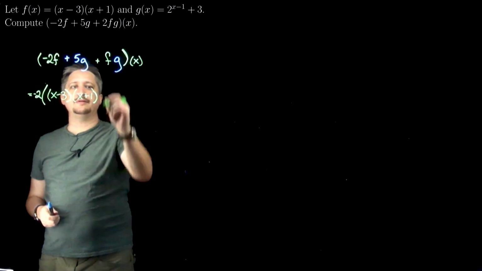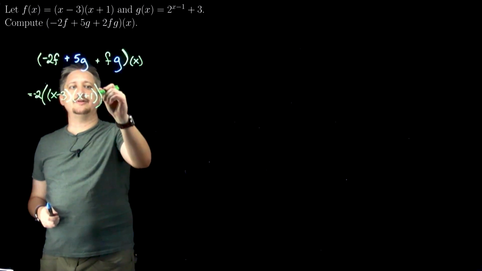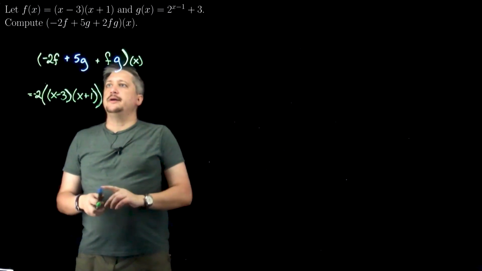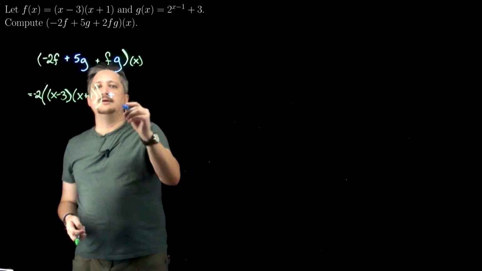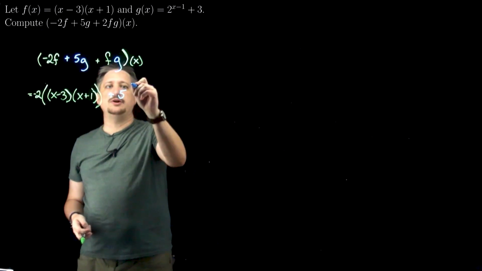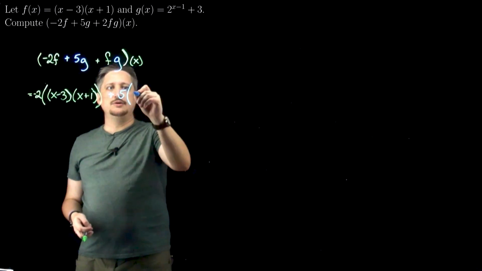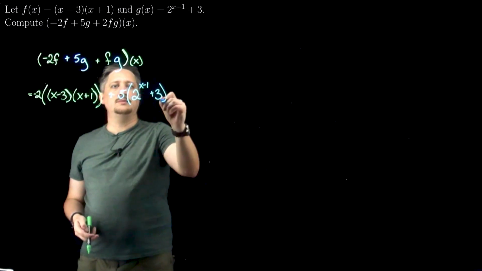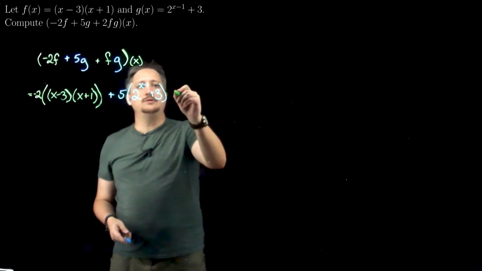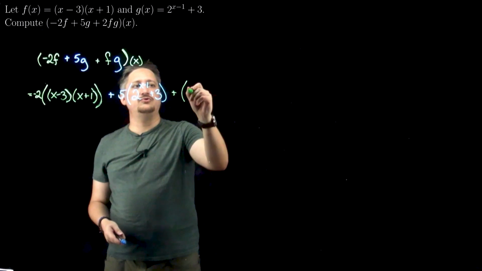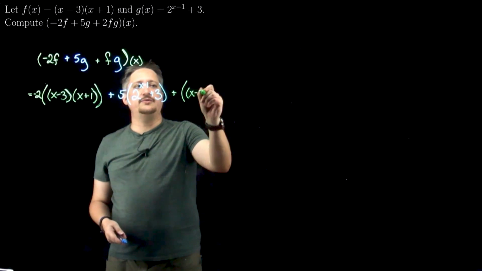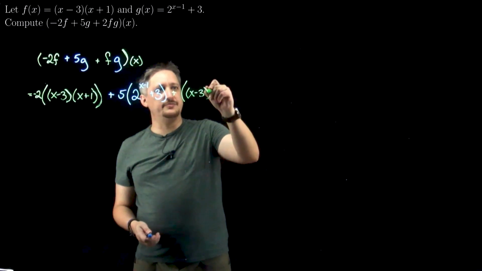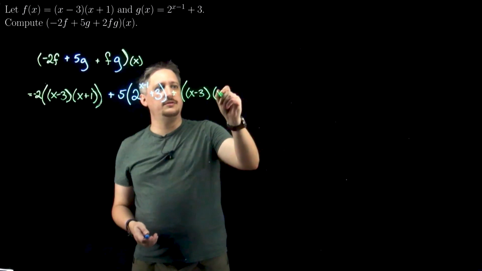Looks like my green might be starting to die on me a little. Sorry about that. Okay, plus 5 times g. So my g is this bit up here, 2 to the x minus 1 plus 3. And then plus f, which again is x minus 3, might have to retire this marker here, times x plus 1.